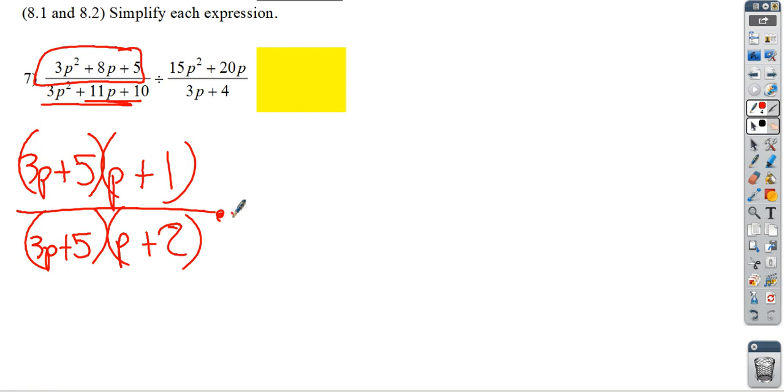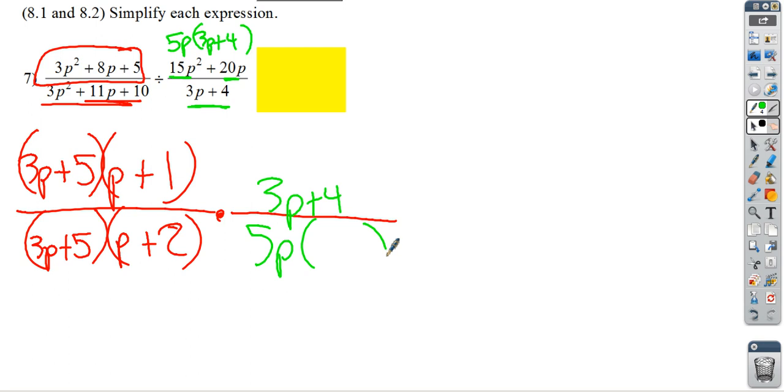Okay, now times, so we're going to copy dot flop, we're going to multiply by the reciprocal. So that means this, it was on the bottom, now it's going to go to the top. And this, let's factor it first. It has a 5p as a common factor. So if we divide this by 5p, we would get 3p. This divided by 5p is 4. But remember, that's going to go on the bottom because we are multiplying by its reciprocal. Okay, so that's what we have there.